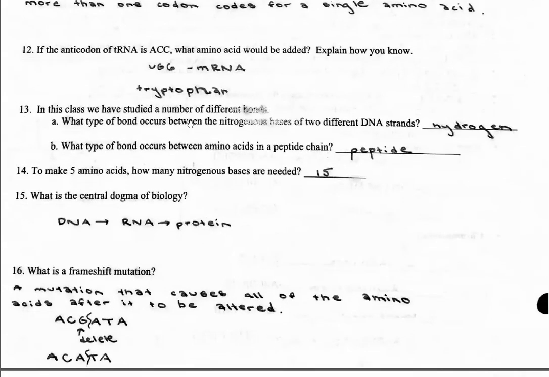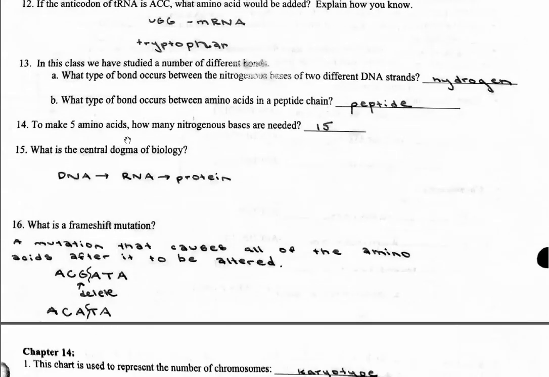Okay? 13A, so the attraction between the nitrogenous bases, that's hydrogen bonding. Remember, hydrogen bonding is pretty weak, and therefore that allows the double strands to break apart if we ever need to copy or do anything like that. Okay. For B, it's a peptide bond. That's not new. To make 5 amino acids, remember, to make 1 amino acid, I need 3 nitrogenous bases. So to make 5 amino acids, I need 15.